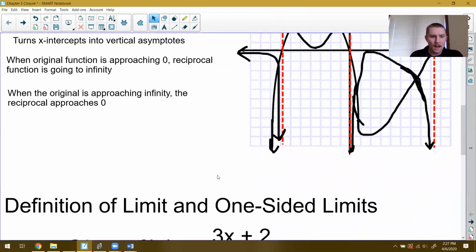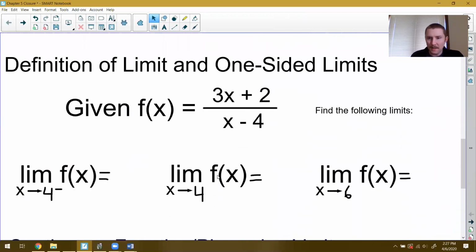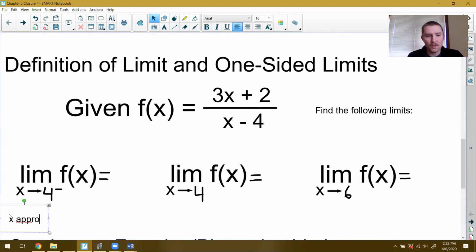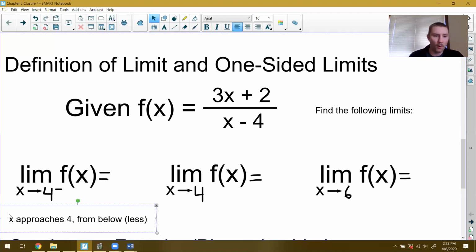All right. Next on the list was the definition of a limit and one-sided limits. Okay, and that's the rest of this chapter, basically about limits of functions from equations or from graphs or piecewise functions, etc. So if we're given this function and we're asked to find these following limits, let's just start with this one over here and review what this notation means. This is saying x approaches 4 from below, right? From the negative, from less than 4.